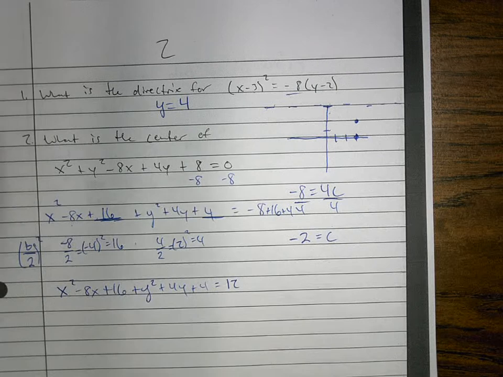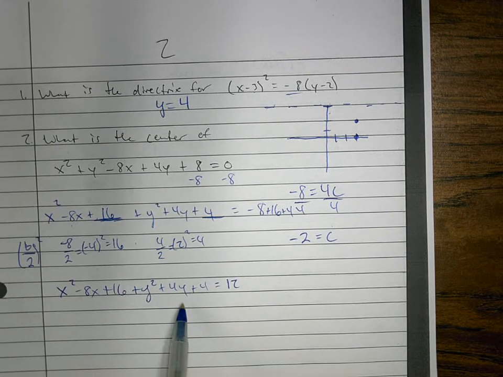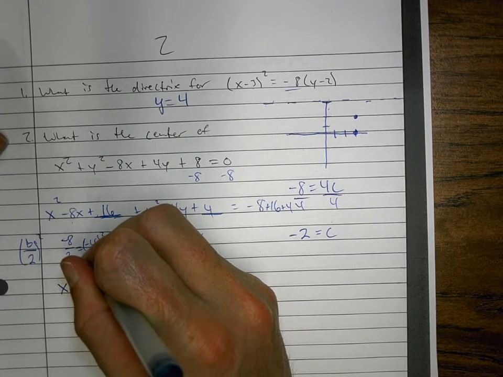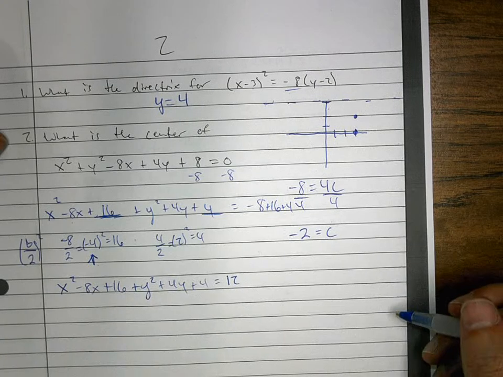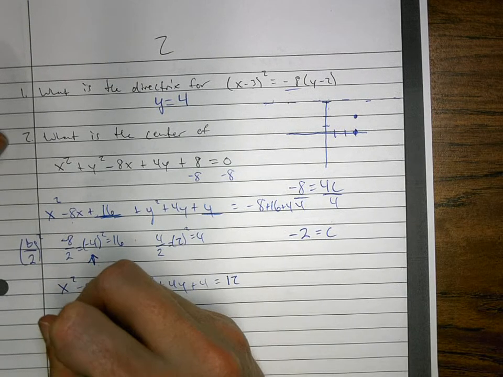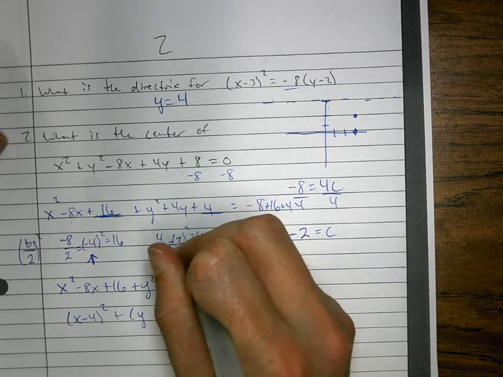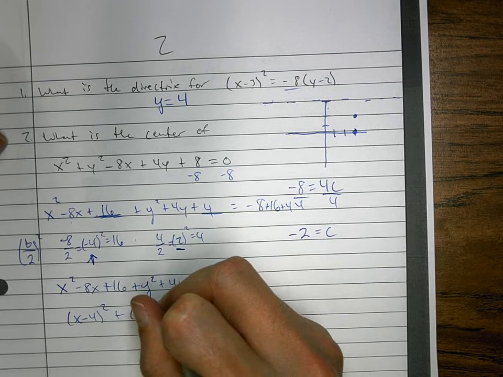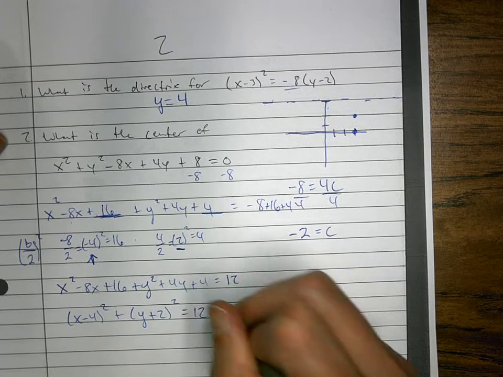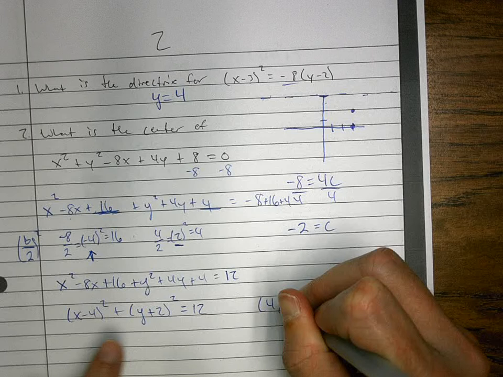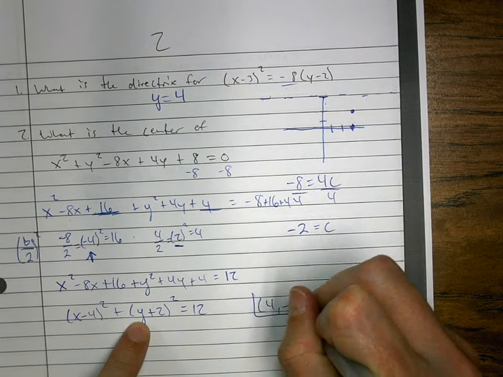Okay. So to put it into standard form, we're going to factor these two trinomials. And they factor really quickly because when we complete the square, that's the number they factor into. So this is x minus 4 squared plus y plus 2 squared is equal to 12. Therefore, the center of my circle is at positive 4, negative 2.